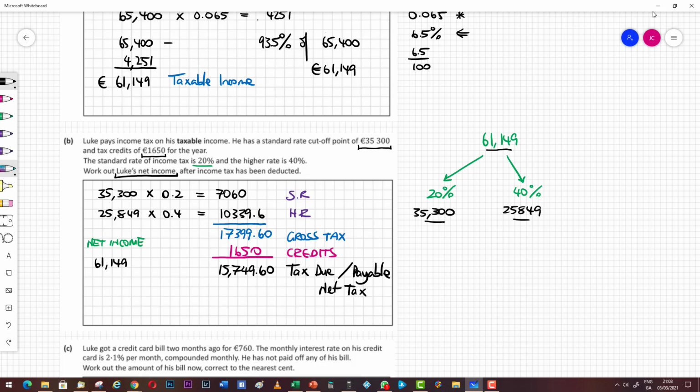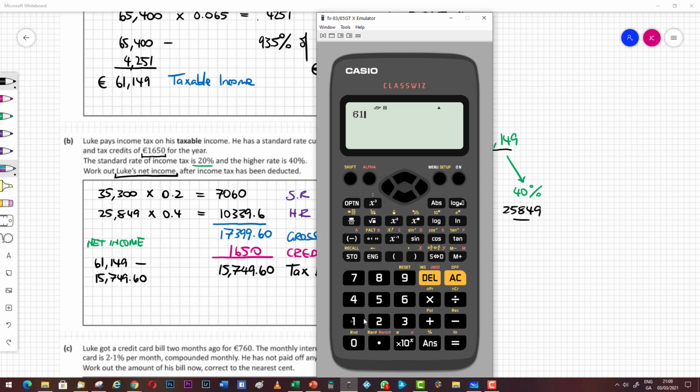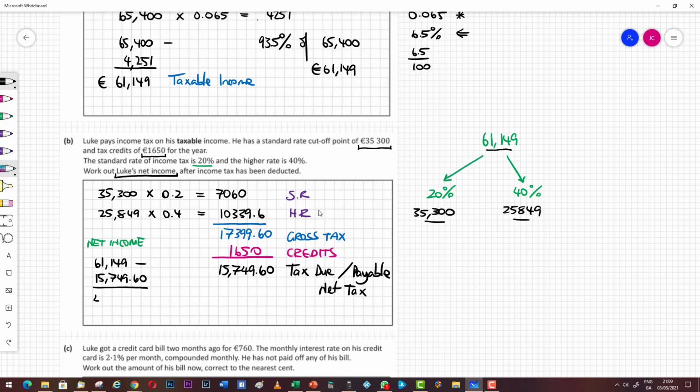61,149 minus the tax he now has to pay the government, 15,749.60. So let's take out the calculator, and we have 61,149 minus the 15,749.60, and when we do that, we get 45,399.40, and this is the net income. This is the amount that Luke gets to keep.